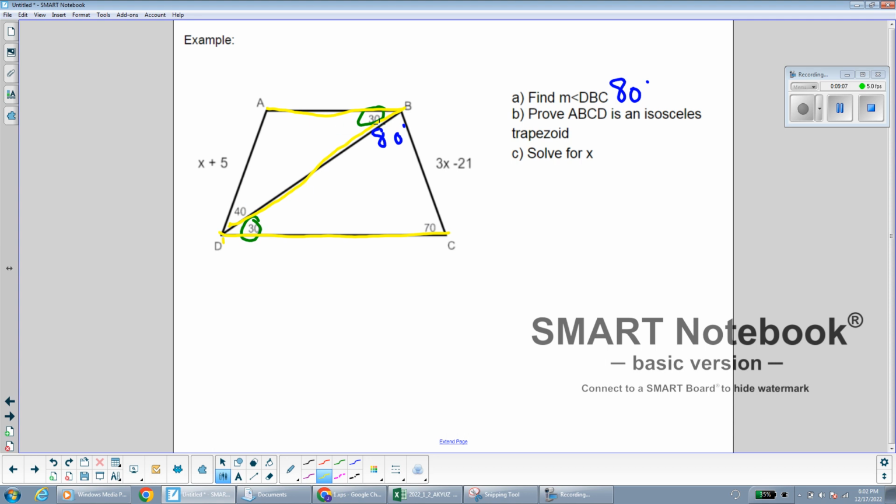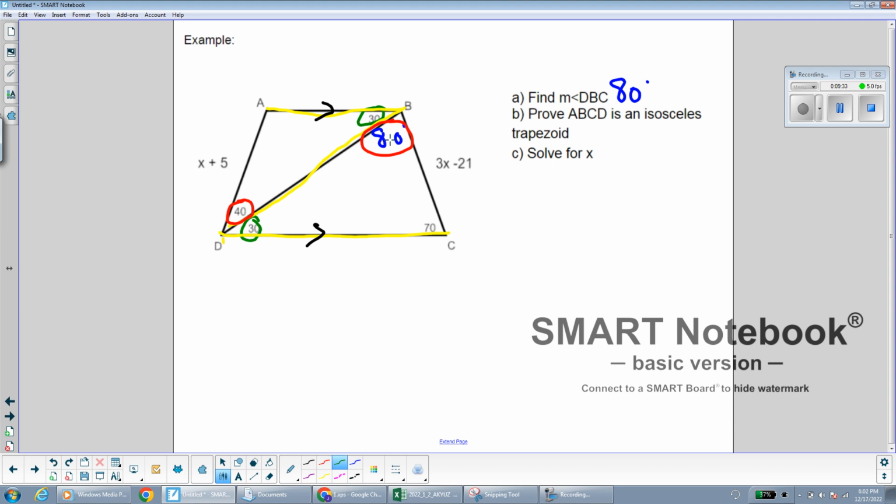And remember, if alternate interior angles are congruent, that proves that the lines forming them are parallel to each other. So once again, congruent alternate interior angles prove that AB and DC are parallel to each other. Now let's take a look at the other two alternate interior angles that we have here.